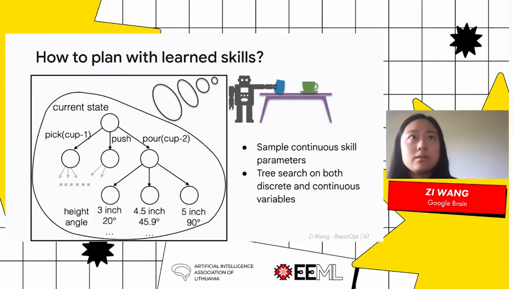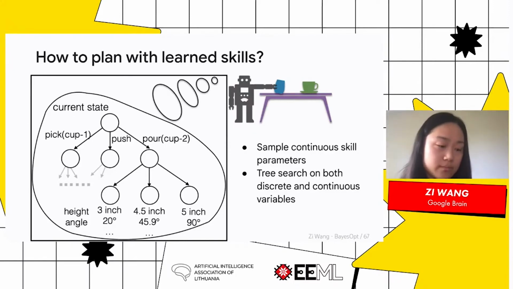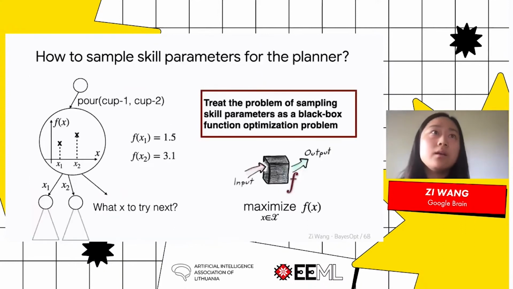So a question here is, our skills actually involve continuous parameters, and in order to do tree search, we need to sample them. Another question is, how can we do tree search on both the discrete and continuous variables? The second part is handled by an approach that I didn't cite here, but it's from my lab mates, Ken and Garrett.